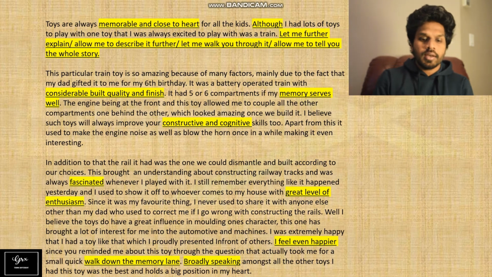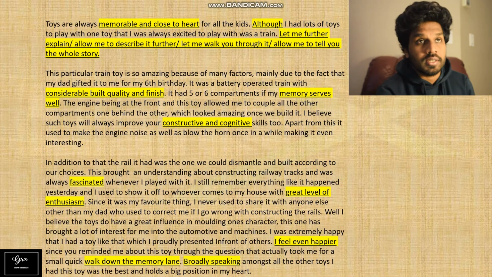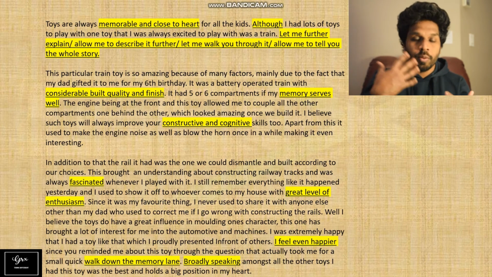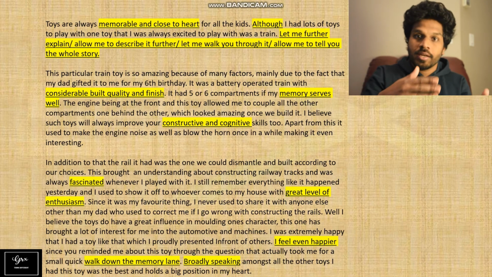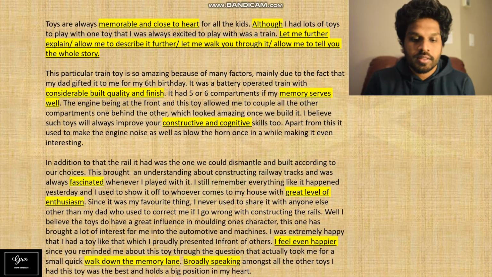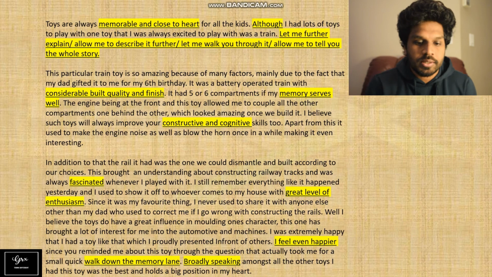Thank the invigilator for asking such a question that actually helped me remember those things that happened in the past, and it made a small, quick walk down memory lane. Things like that would even make the cue card look more natural.